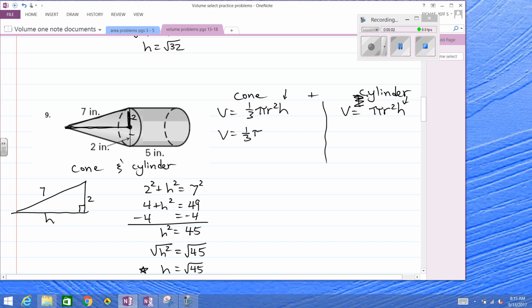All right, the radius is 2, and the height we said was square root of 45 for the cone. Okay. This cylinder still has a radius of 2, but it has a height of 5. If you look right there, that's the height. Even though it's sideways, the height is how far between the two bases, really. So that's what we have there.